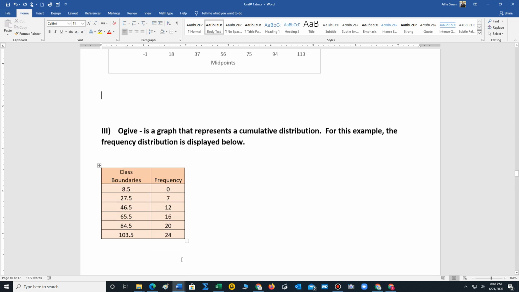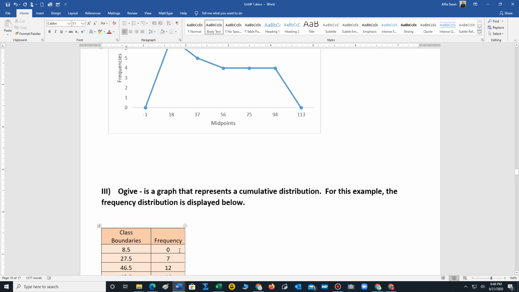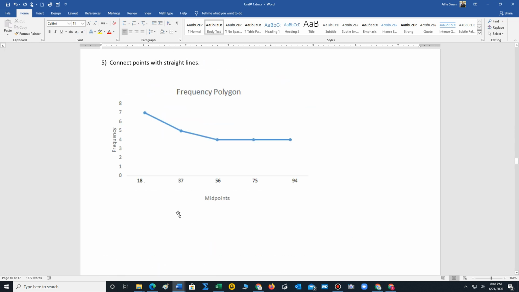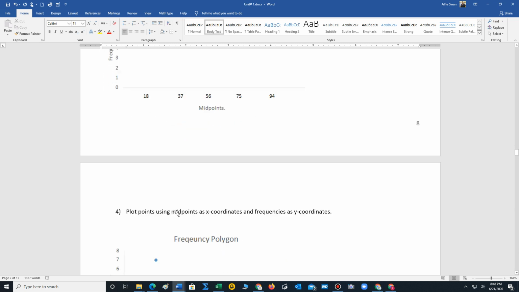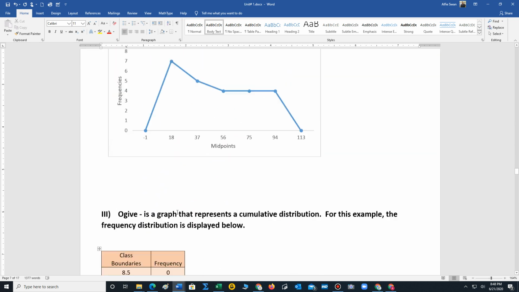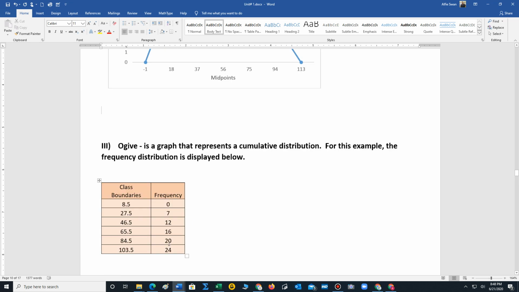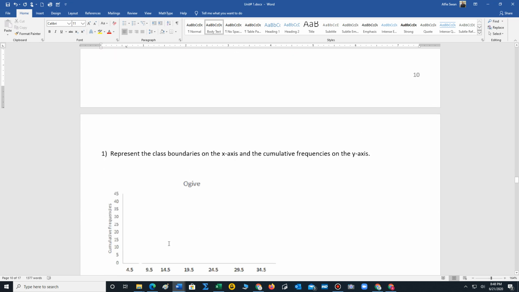And then finally, there's one last graph for this section. It's the ogive. The ogive represents the cumulative frequency distribution. So this right here is our cumulative frequency distribution for our regular frequency distribution up here. We're going to go ahead and construct the ogive. The ogive is a line graph that only anchors on one side. So let's take a look.